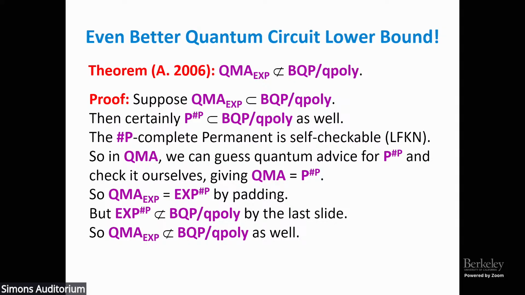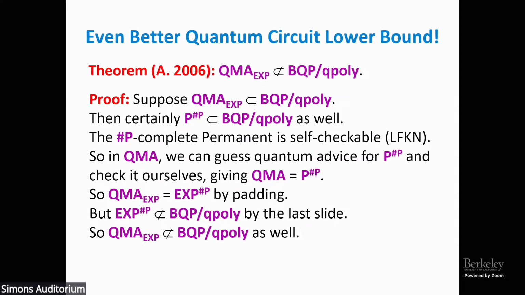So what it means for us is that in QMA, we can just guess a quantum advice state for solving all problems in P to the sharp P, which, by hypothesis, exists. And then we can verify that advice. We can check whether it really works, by running this self-checking protocol or the interactive protocol. And what that gives us is that QMA equals P to the sharp P. Now we can just use the standard padding trick to translate this up by an exponential. We get that QMA exp then equals x to the sharp P.